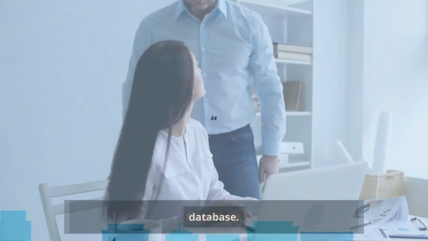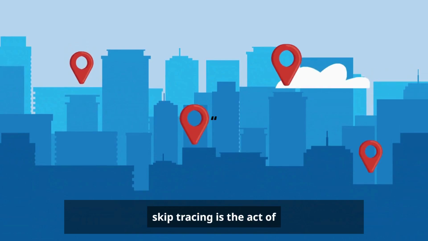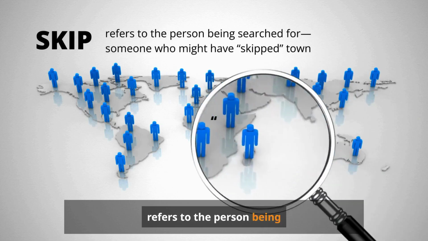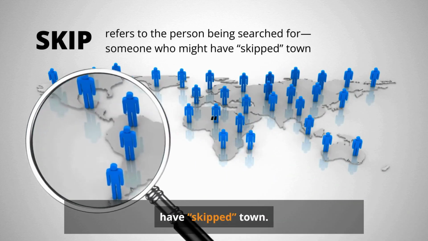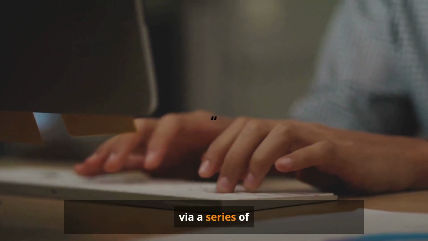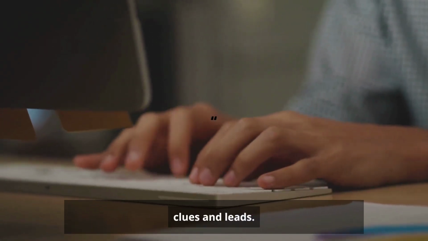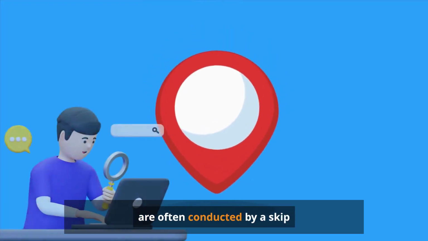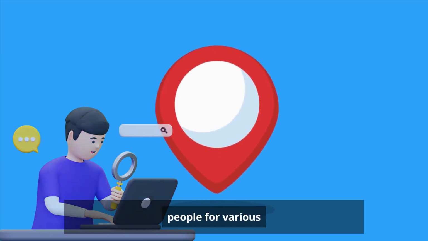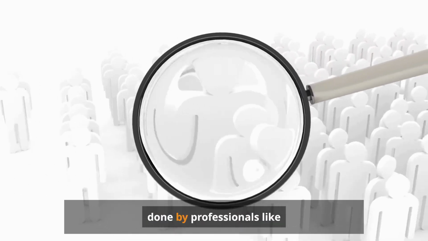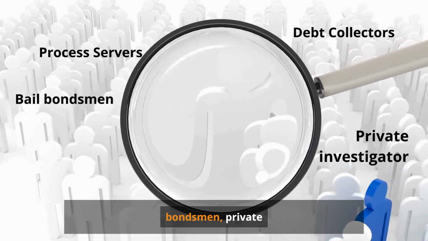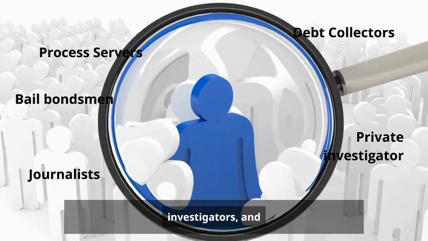Essentially, skip tracing is the act of locating someone difficult to find. Skip refers to the person being searched for, someone who might have skipped town. Tracing a skip involves tracking the subject down via a series of clues and leads. Skip tracing tactics are often conducted by a skip tracer, someone who locates subjects for other people for various reasons. A skip trace can be done by professionals like process servers, debt collectors, bail bondsmen, private investigators, and journalists.